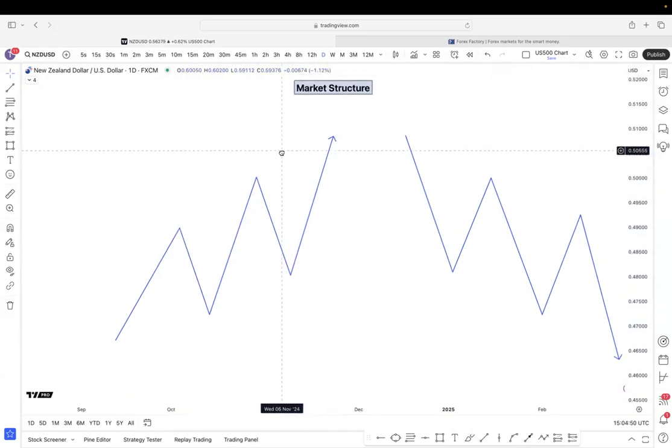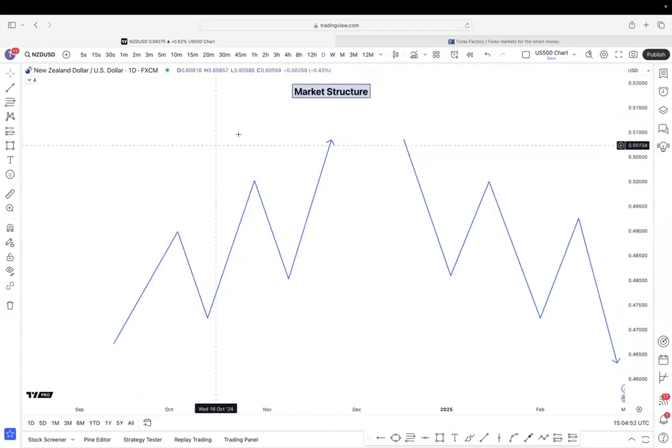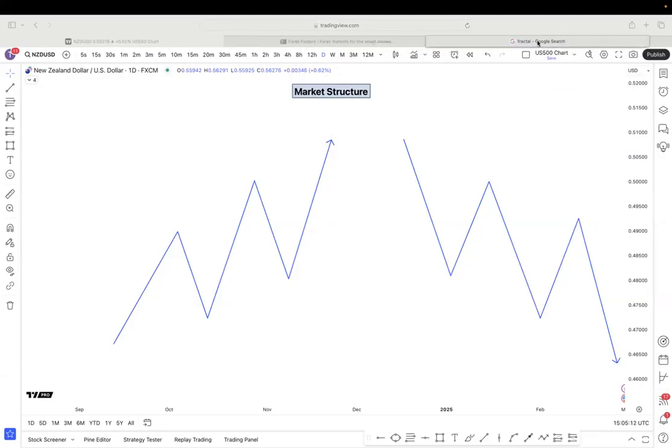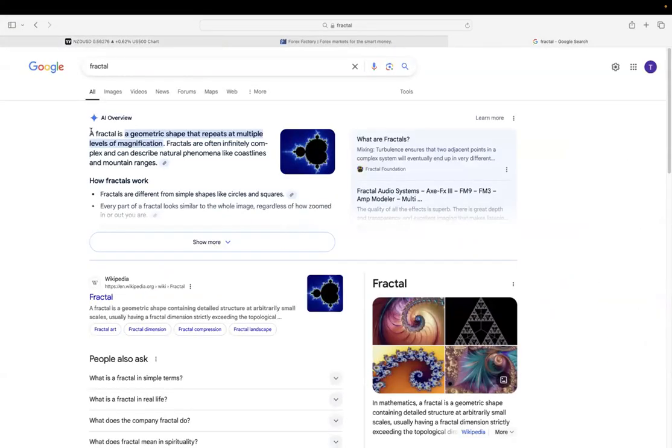Now, when it comes to market structure, we need to think of this from the time frame perspective because price is fractal. And something we have to understand about fractal is it has a certain meaning to it. So if I was to type in fractal, it's essentially, and let me just bring that in right here. It's a geometric shape that repeats at multiple levels of magnification. Fractals are often infinitely complex and can be described as natural phenomena like coastlines, mountain ranges, that kind of thing.